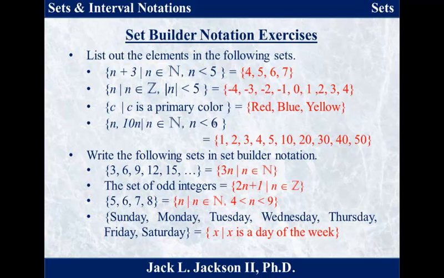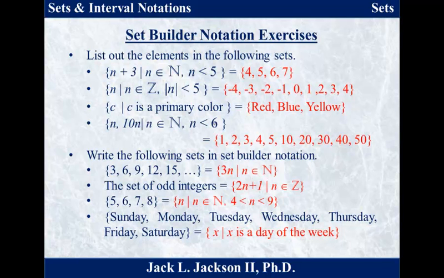Now let's try negative 1. 2 times negative 1 is negative 2 plus 1 is the odd integer negative 1. 2 times negative 2 is negative 4 plus 1 is negative 3. Again, an odd integer. And so that gives us the set of all odd integers in set builder notation.